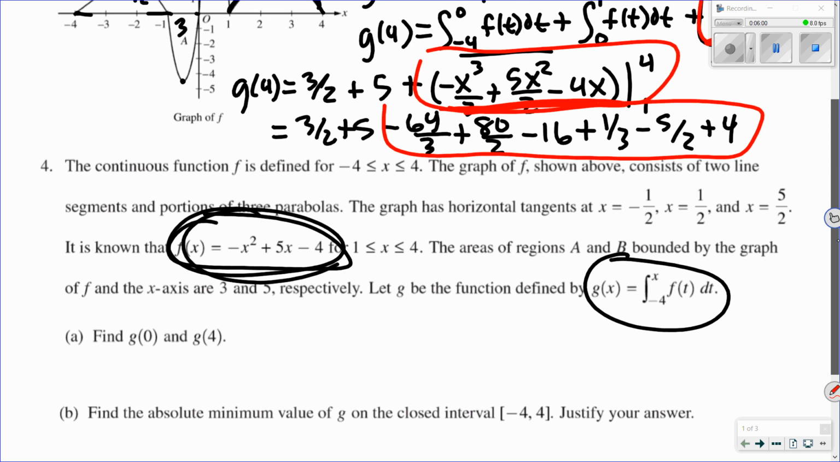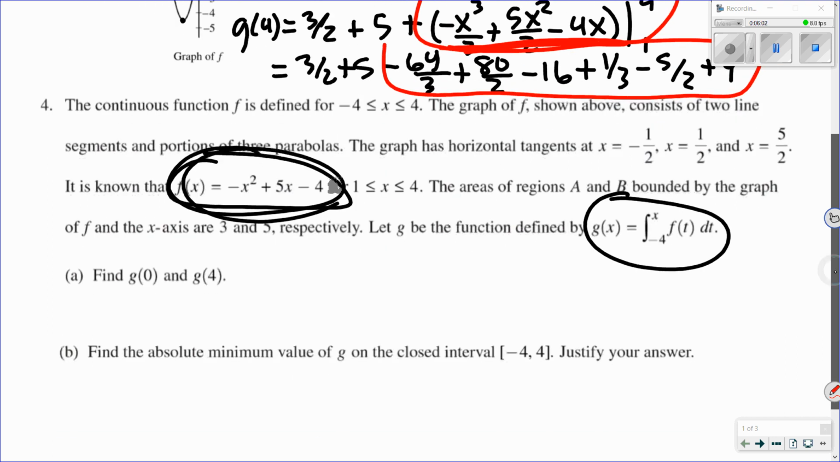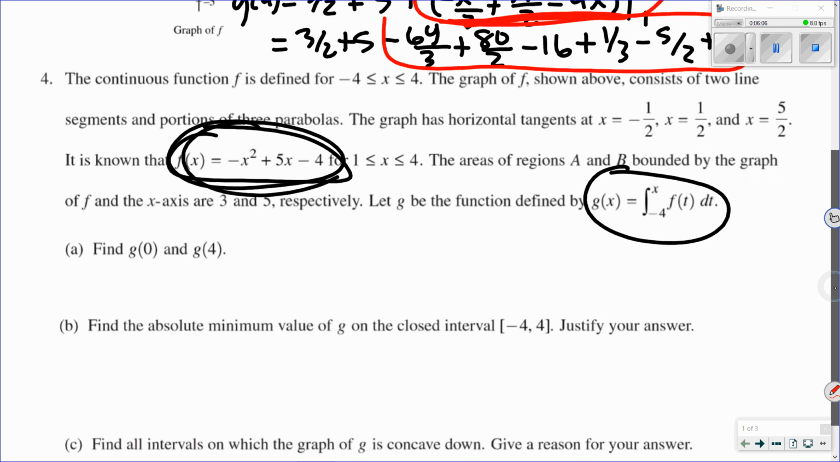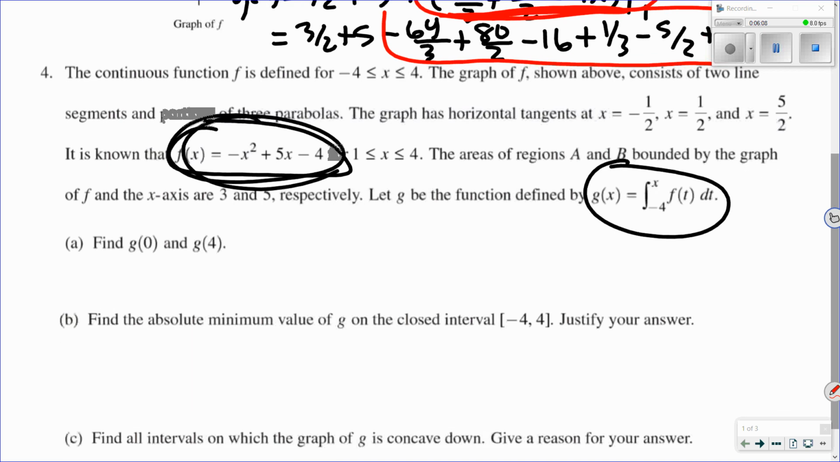So if we go down to part B, it says find the absolute minimum of g on the closed interval from -4 to 4. Okay, remember to find the absolute minimum, you have to consider the endpoints. So we have to consider the endpoints, and we also have to consider the relative minimums. So let's look through there and figure out the endpoints and the relative minimums.